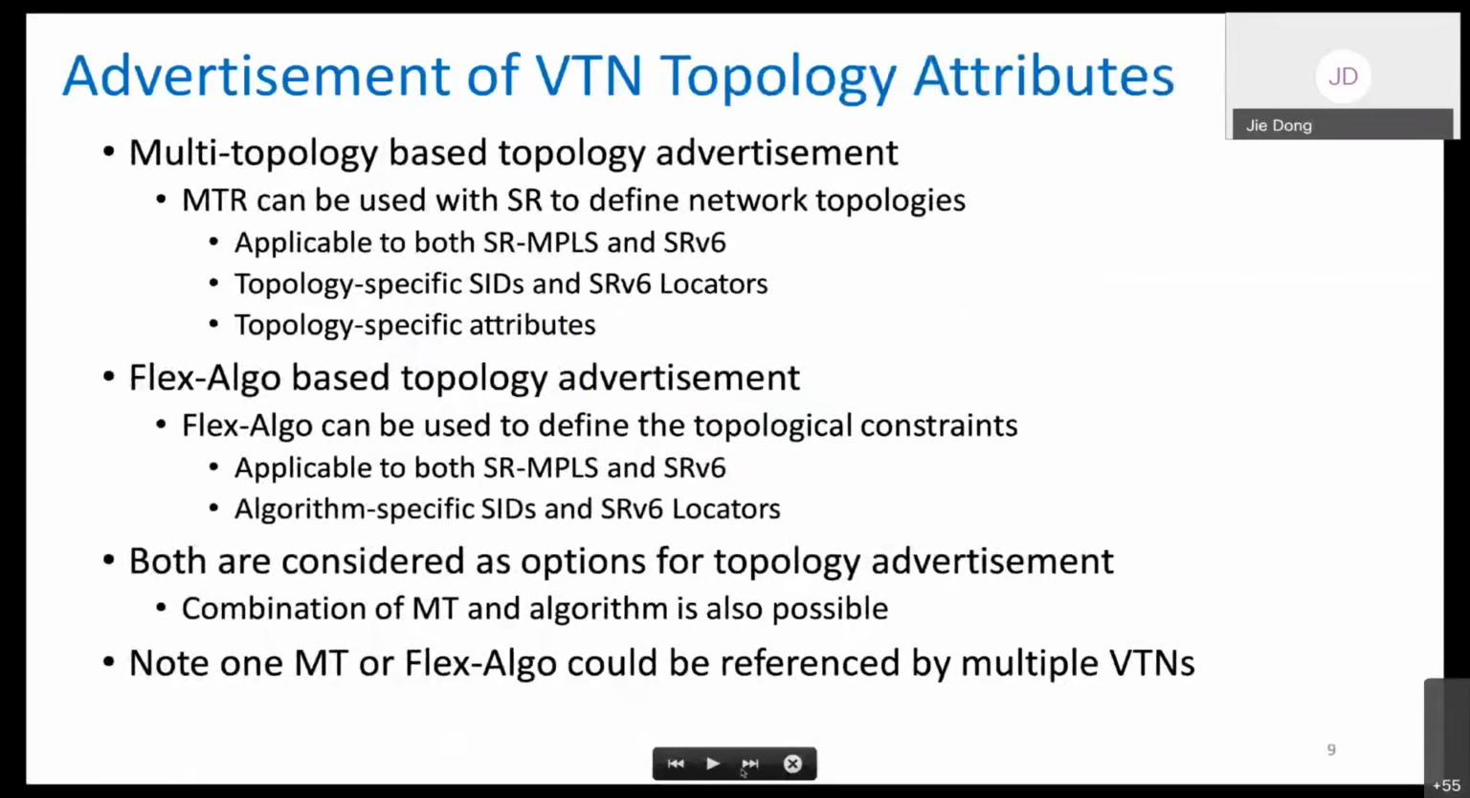For the topology attribute advertisement, we can reuse either multi-topology or Flex-Algo because both can be referenced in the definition of the VTN. And as mentioned before, both mechanisms can advertise the topology specific SIDs or locators, and MTR can also support advertising topology specific attributes. So these two mechanisms can be considered as options for the topology information advertisement. We may also consider combining the multi-topology with some algorithms when it is needed or considered useful. Another thing we want to mention here is that one topology or one Flex-Algo could be referenced by multiple VTNs, so the number of VTNs can be more than the topologies or Flex-Algos in the network. Okay, next slide.